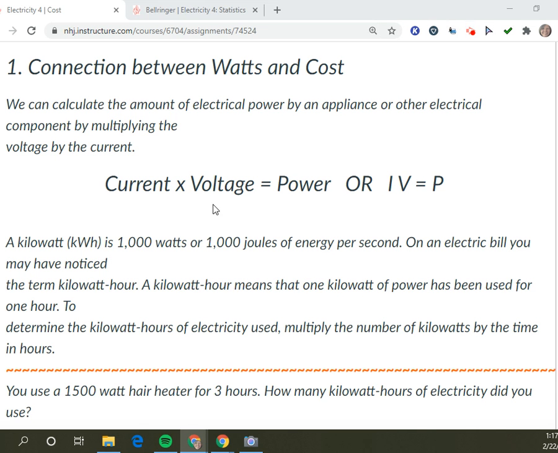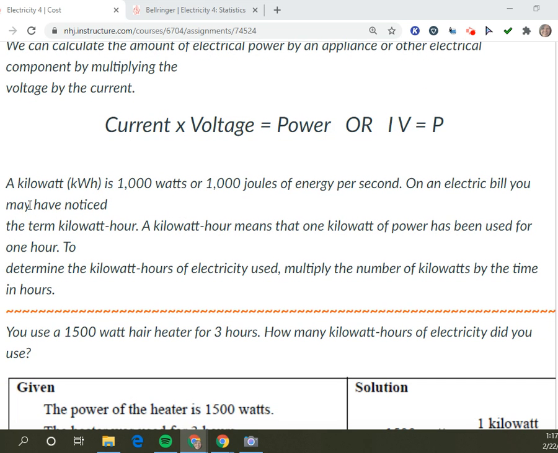All right, so today we are going to talk about the connection between watts and cost. We're going to calculate the amount of electrical power used by an appliance, and we're going to use that same formula that we've been using: current times voltage equals power. We're going to add a little bit to it. One thing that we're also going to think about is that a kilowatt is 1,000 watts, or 1,000 joules of energy per second.